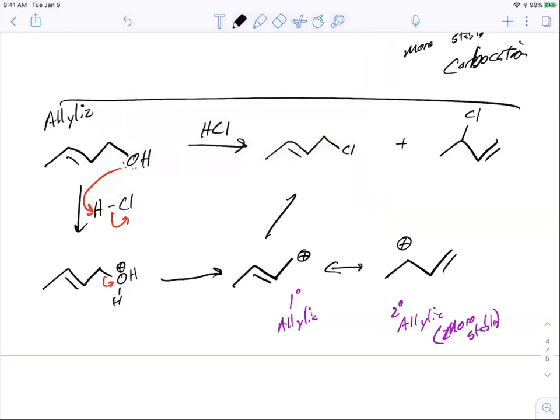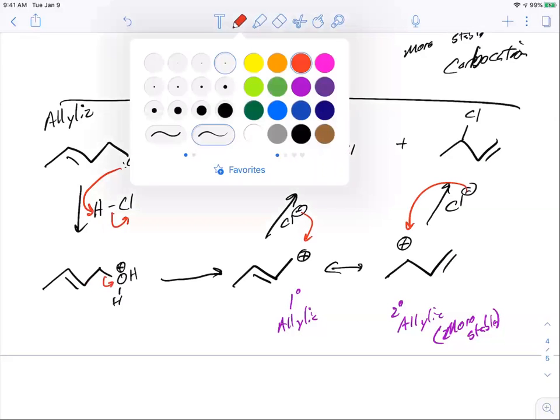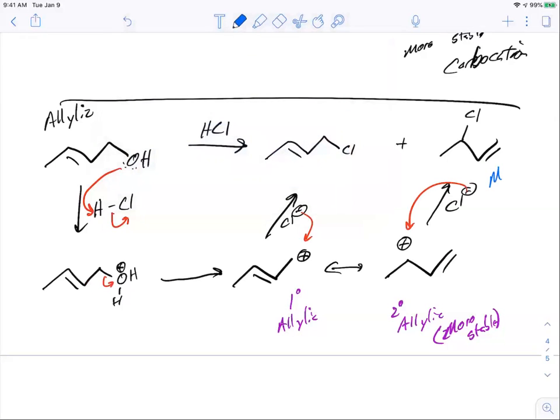And then to finish off the reaction, the chloride comes in and attacks the carbocation, to give me my two substrates. If we look here, this one's going to be the major product, and this would be the minor product. Again, due to the stability of the carbocation.